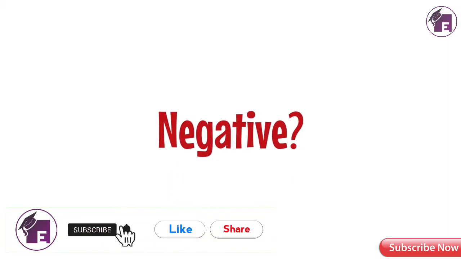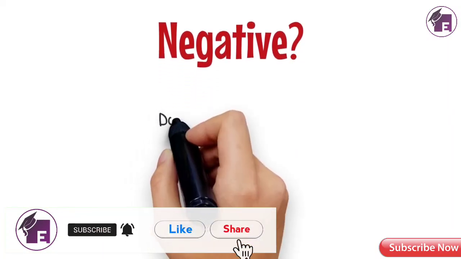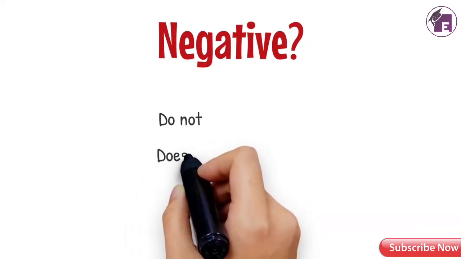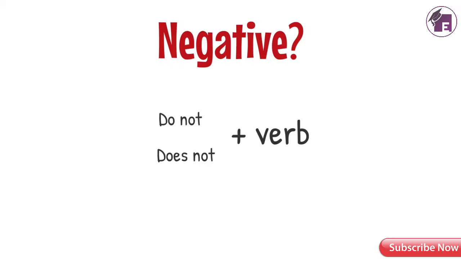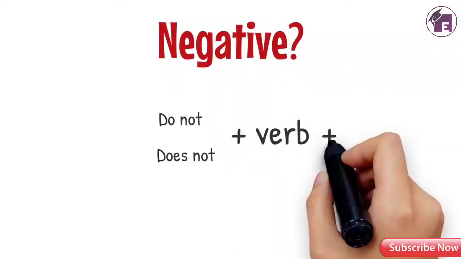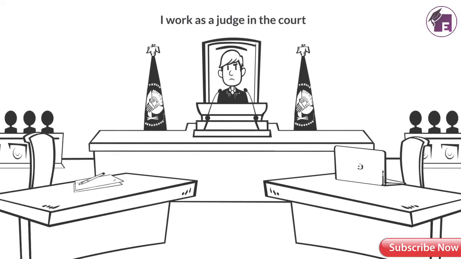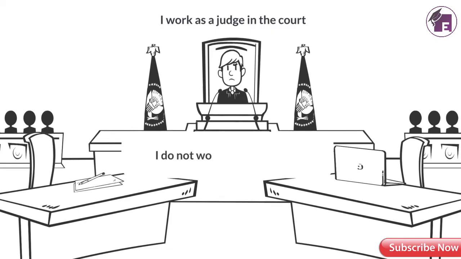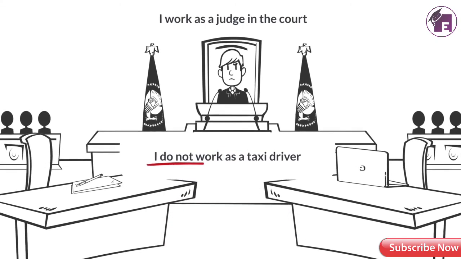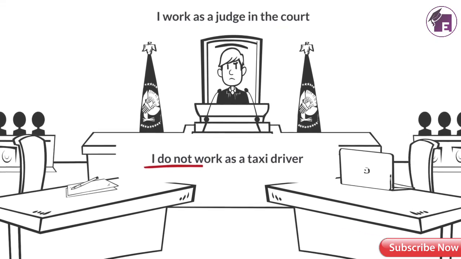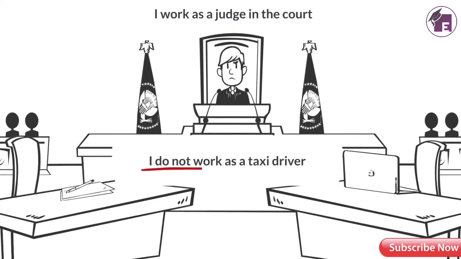So, how do we make a negative sentence? We put do not or does not before a verb. And just like in questions with does, we drop the ending s from the verb. For example, I work as a judge in the court. It's a positive sentence. I do not work as a taxi driver. This is a negative sentence. We put do not before the predicate work. I do not work as a taxi driver.